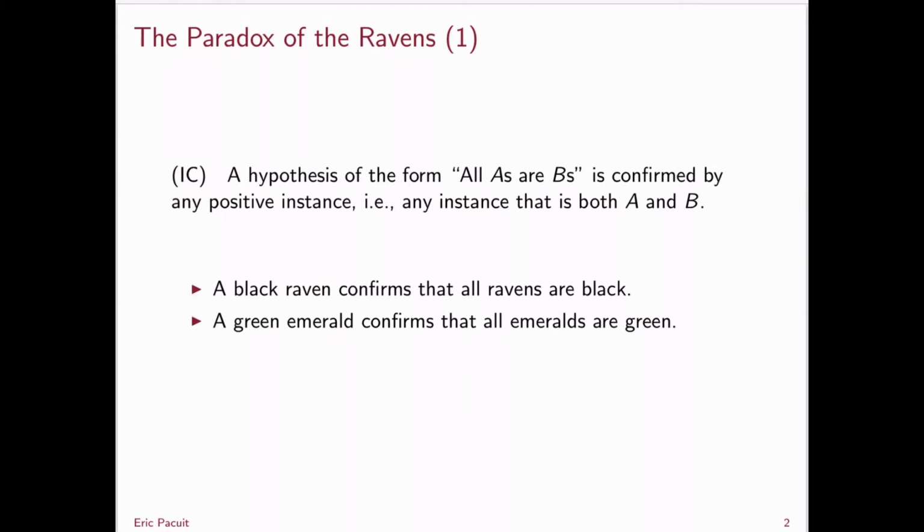So for example, a black raven confirms that all ravens are black. So the hypothesis is all ravens are black. When I see a black raven, that confirms that hypothesis. That raises the probability that this hypothesis is true. Another example, a green emerald confirms the hypothesis that all emeralds are green.